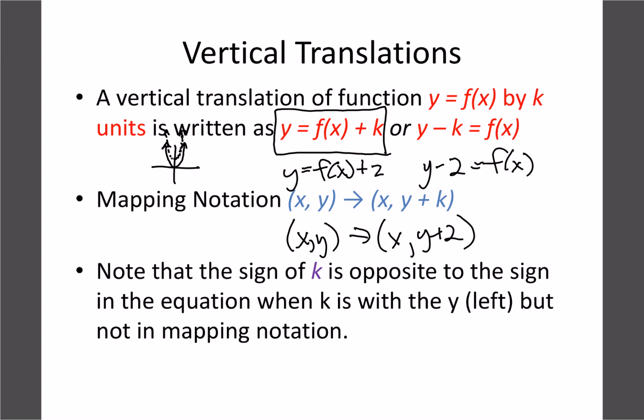If I had some sort of coordinate of (3, 7), let's suppose that was on our original function, and we did this f of x plus 2, the 3 would stay the same, and then our 7 coordinate would go up 2, so 7 plus 2 would give us 9. We could do that with every coordinate on the graph, and sometimes it works well to help you sketch out the new graph to just pick a few coordinates to get an idea of what's going on.